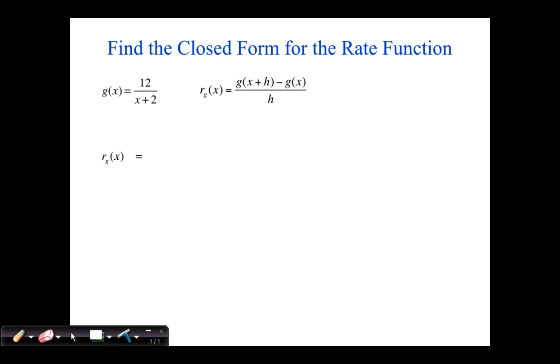Well, if it was g of 7, you put a 7 where the x is. If it was g of 19, you put a 19 where the x is. If it's g of x plus h, you put an x plus h where that x is. So we're going to have another rational expression, just with x plus h plus 2 as the denominator. So here's a very messy looking expression for our exact rate of change function if we imagine h becomes 0. So let's do a little bit of algebra in order to make this nicer.